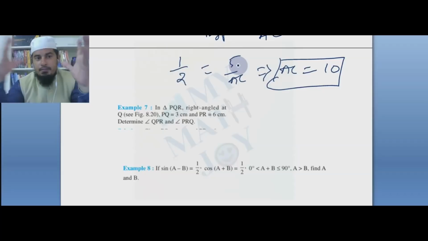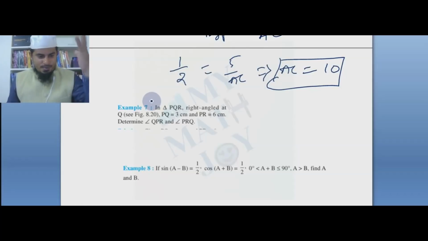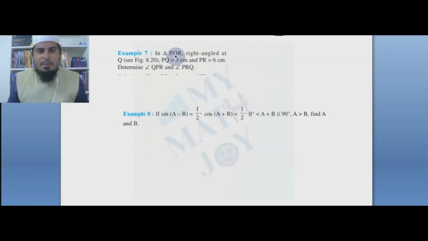So different methods we are seeing. This is another method of type of question. For each method, one problem is solved, and the rest you need to solve yourselves. So in triangle PQR, right angle at Q, see figure 8.20, but we don't need to see the figure. What do we need to do then? We have to draw that figure.